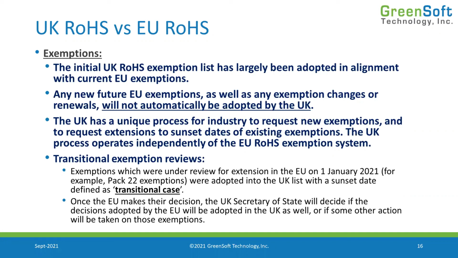Or the Secretary of State could decide to take some other action, for example, letting them expire or making some other date, right? My feeling is that as long as we're in the transition period, any changes to the exemptions will be applied by the UK Secretary of State in the same form as the EU to maintain the transition period. Otherwise, the transition period would end, right? So we don't have that immediate risk for those PAC 22, PAC 24 exemptions. The Secretary of State's going to hopefully work to keep those in alignment.